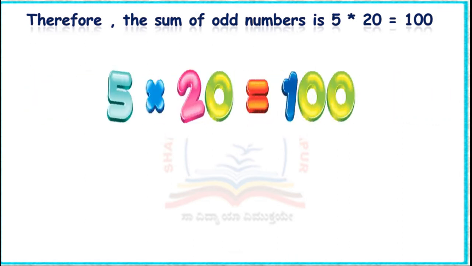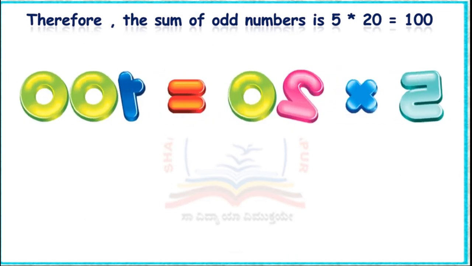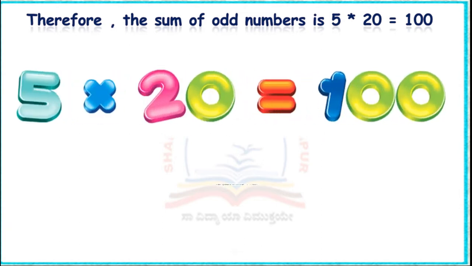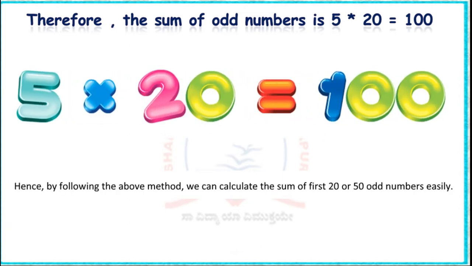Therefore, the sum of odd numbers is 5 into 20 equal to 100. Here 5 is the number of pairs, 20 is the sum of each pair. Both multiplied together, we get the sum of the first 10 odd numbers is 100. Hence, following the above method, we can calculate the sum of the first 20 or 50 odd numbers easily.